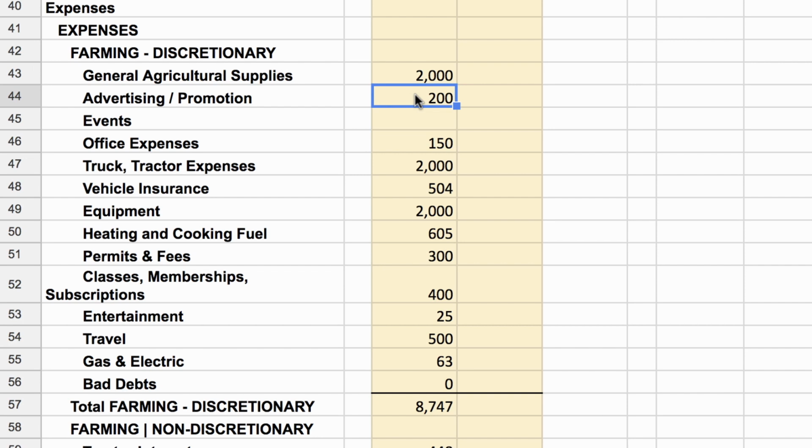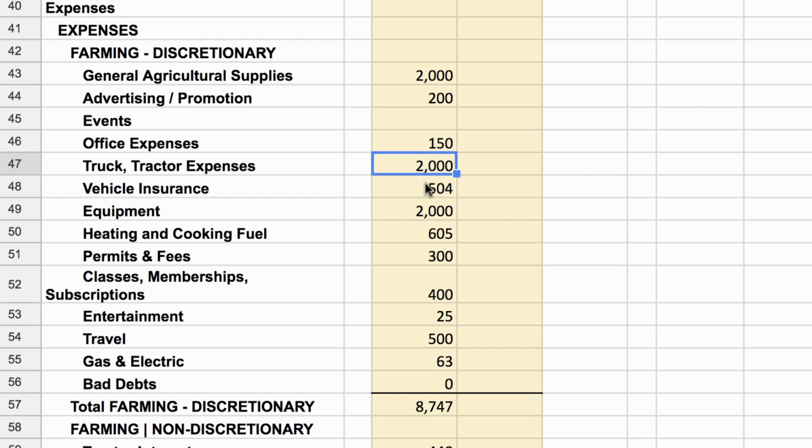Advertising and promotion can be not just purchasing ads, but buying things that I use as marketing materials at my farmer's market or the farm store. It's going to be more concentrated heavily on the farm store next year, but a $200 line item for advertising and promotion. Office expenses are things like buying new paper, buying toner for the printer. I don't have a lot of overhead in the office. I don't use a lot of materials, so $150 should cover everything.